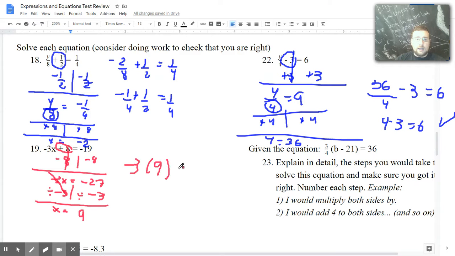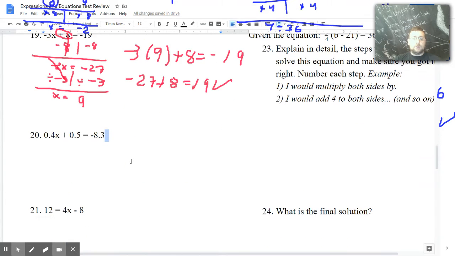-3 times 9 plus 8. That has to be equal to -19. Let's see. -3 times 9 is -27. If you add 8 to that, you indeed get -19. So you know you did this right. So we get 3 equations done so far. Looks like we have a couple more.